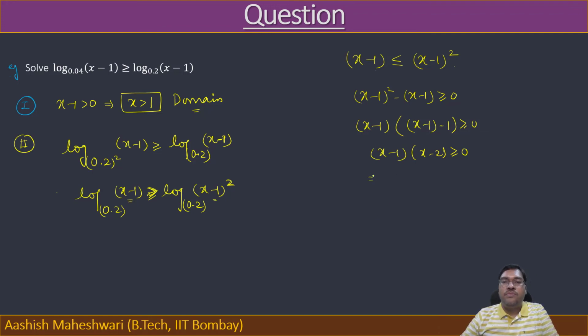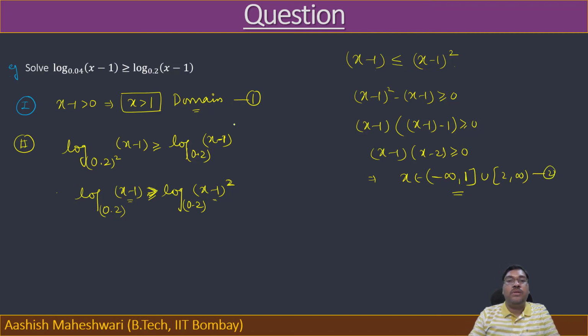So what is the solution of this? This is x belongs to minus infinity to 1 union 2 to infinity. Now what is the intersection? Because this is the domain and this is the solution, we have to keep only the values which are in the domain. We will say the final answer will be first intersection second.